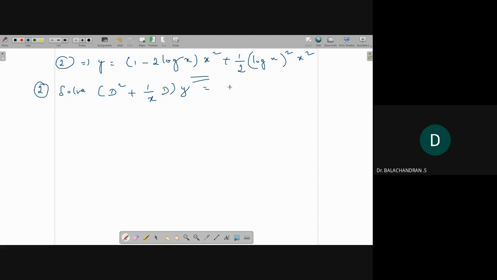Okay. So 12 log x divided by x square. Solution. So first step, we should multiply throughout by x square: D square plus xD into y equal to 12 log x.